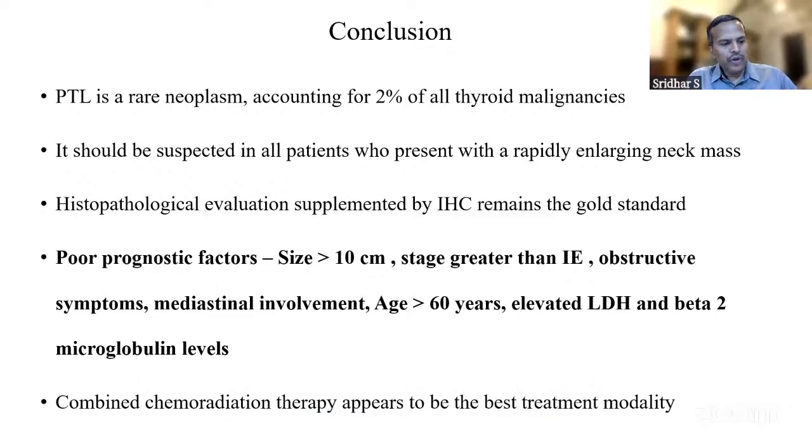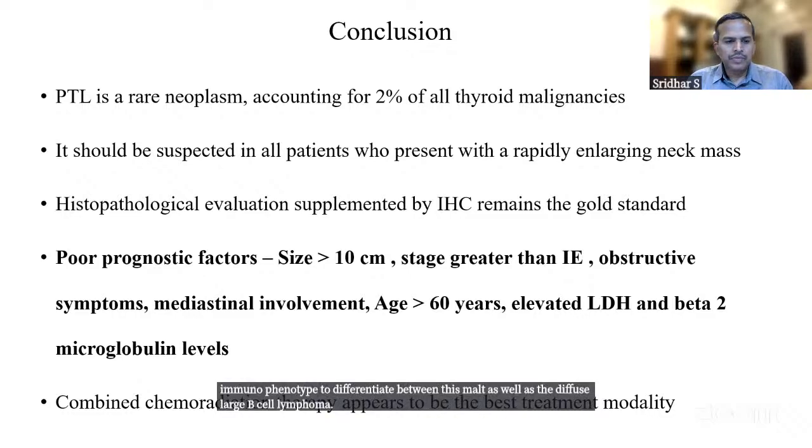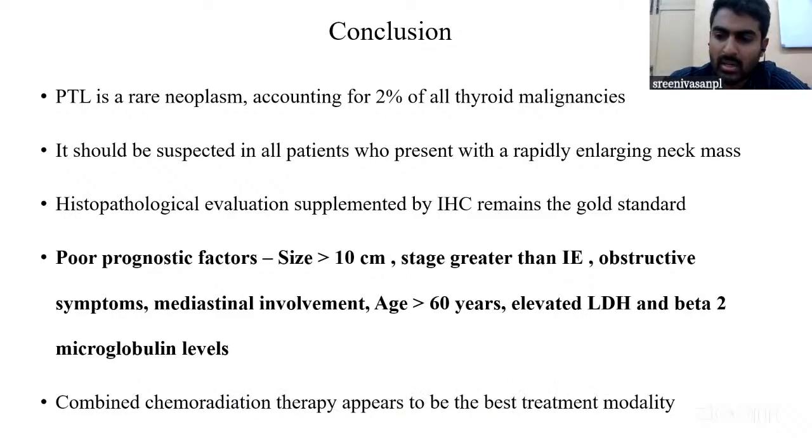What are the immunophenotypes that will be helpful, apart from this, Dr. Srinivasan? Immunophenotype to differentiate between MALT lymphoma and diffuse large B-cell lymphoma. Sir, the main thing is the Ki-67 proliferation factor. Ki-67 in case of DLBCL will be very high, around 60 to 80%, whereas it will be very low in case of MALT lymphoma. That is the main differentiating feature with respect to immunohistochemistry.